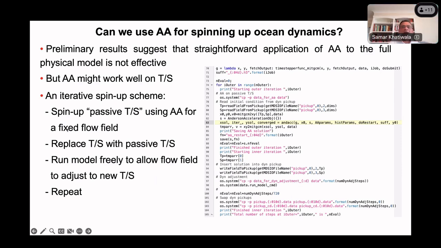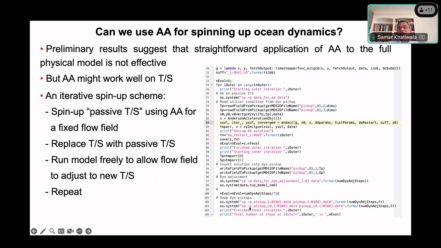So what I have is an iterative scheme where I spin up the passive T and S using Anderson for a given fixed flow field. Then I replace the real T and S with the passive T and S, because that's in equilibrium or close to equilibrium. We don't need to run it completely to equilibrium. Then you let the model run freely, to allow the flow field to adjust dynamically, geostrophically, to the new T and S that you've put in. Then you can repeat this iteration a few times and see what happens. And again, it's quite easy to set this up.